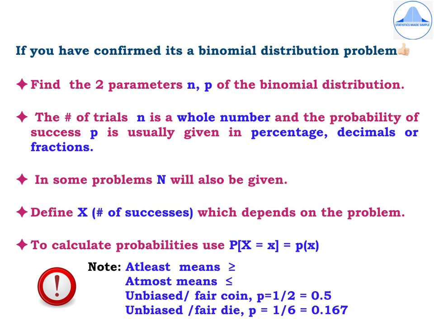The word unbiased or fair coin means what? The probability of getting a head or probability of getting a tail is half, which is equal to 0.5. Similarly, when we talk about an unbiased or a fair die, the probability of getting any number on the die will be the same, which is 1 by 6, or in other words, p is equal to 0.167.